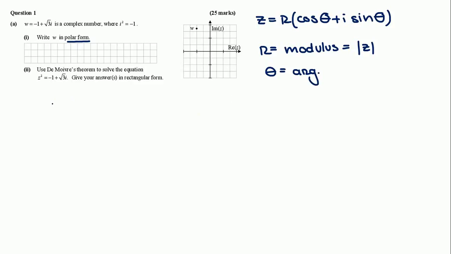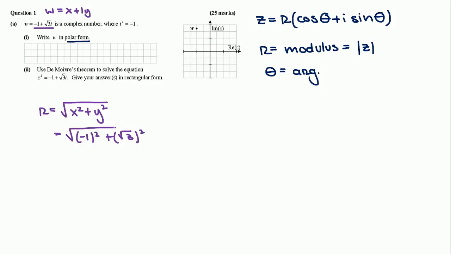So first of all, finding r. Modulus of w is equal to the square root of x squared plus y squared, when we have it in rectangular form. So x squared is going to be minus 1 squared, and y squared is going to be the square root of 3 squared. So we're going to get the square root of 4, which gives us 2. So now to find the argument.